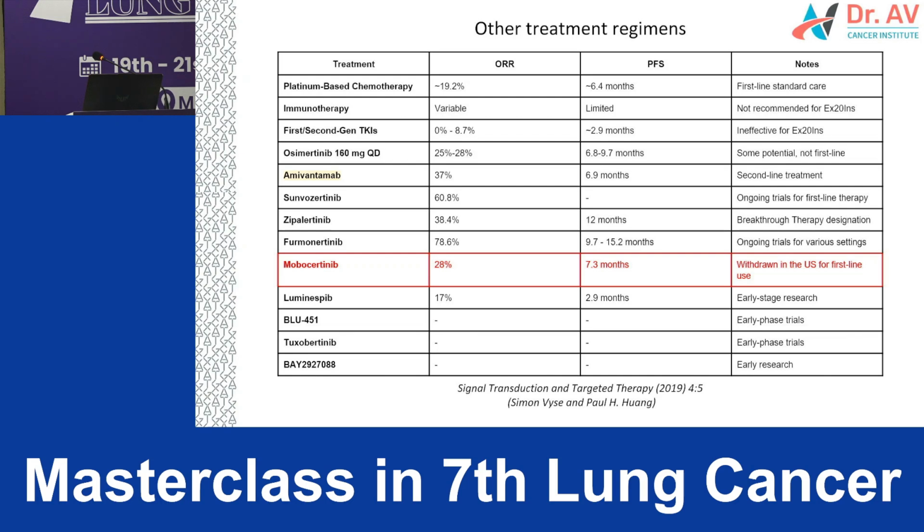So this is the list of other treatments where mobocertinib has already been withdrawn, but there are various other treatments available. You can see the long list, and a couple of them are in different trial settings, but eventually you will see more of the options coming very soon into the market. But amivantamab is the one which is available and can be used for the majority of our patients. Next slide, please.